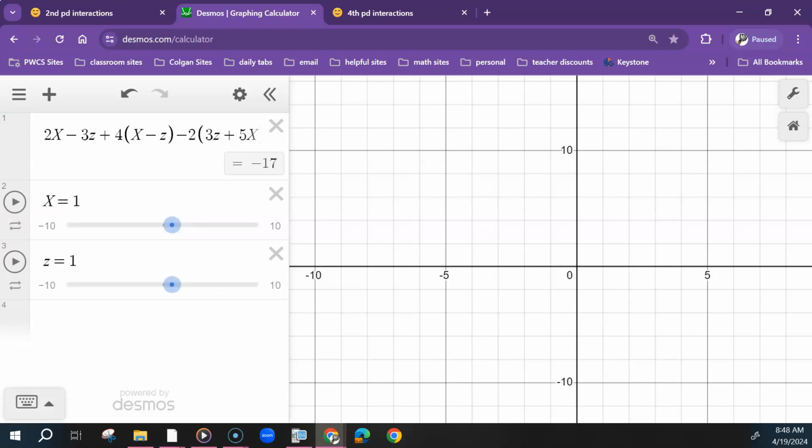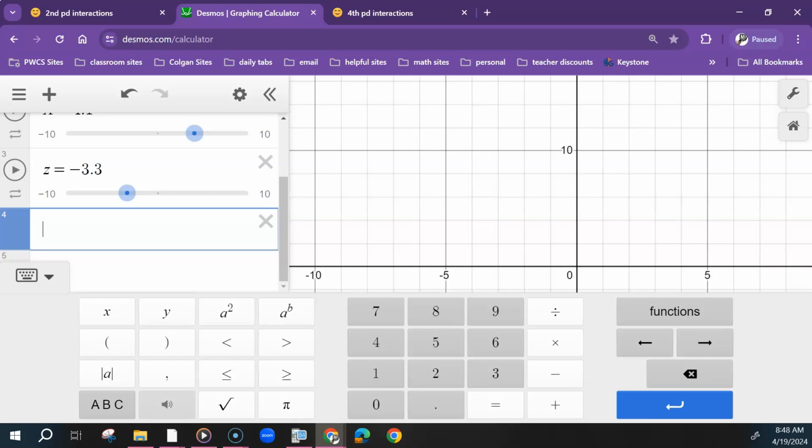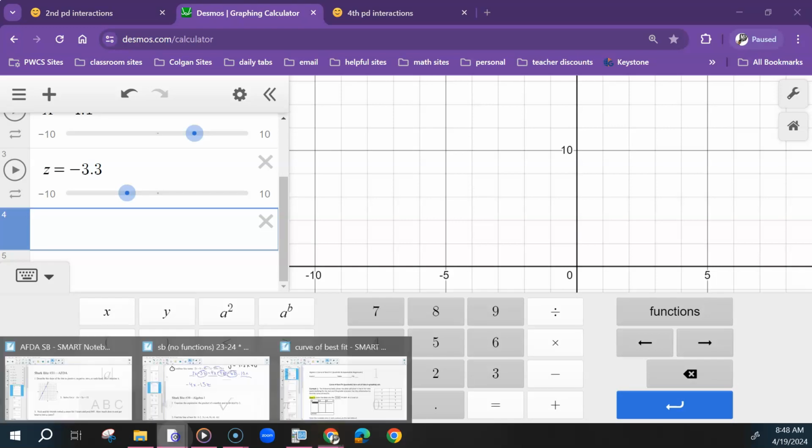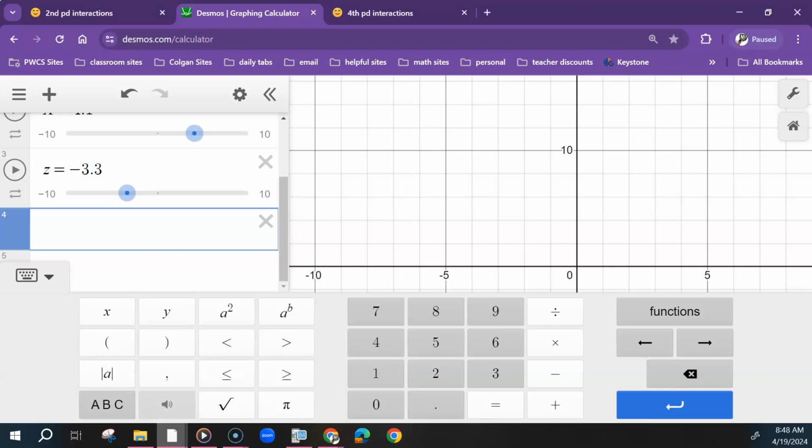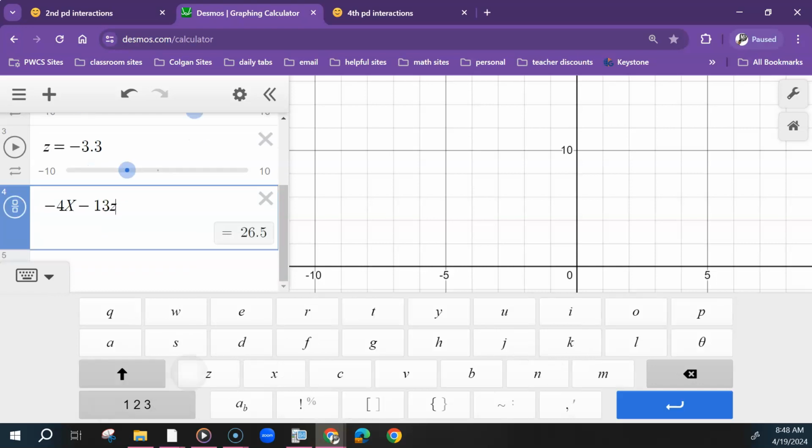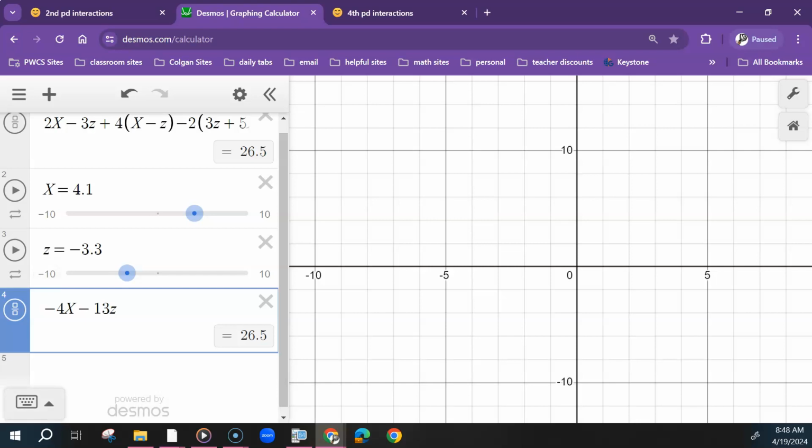Add sliders, change these both to different values. It doesn't really matter what it is. And then put in the answer we got, which was negative 4x minus 13z. Those decimals should be the same, so that tells us this is the right answer. Questions on that? This one is not done in Desmos, so you have to simplify this and you could check it in Desmos. So make sure you have all of your work.